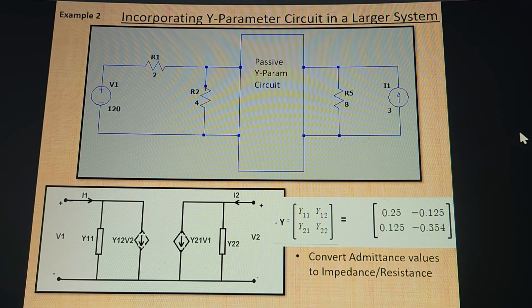Here in example 2, this is just an example of how the newly represented circuit that we just found can be applied to another circuit to see how the current is going to react. And then this is the representation of the Y matrix shown earlier, with Y11 in parallel with a dependent voltage source. And this is our second example right here, our second circuit.